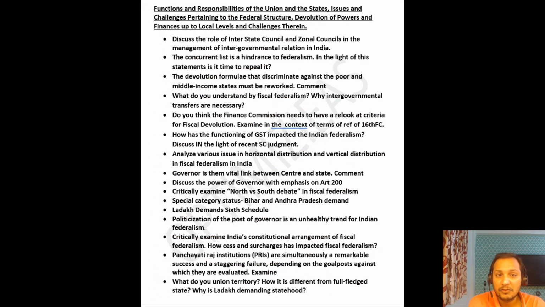Next, in functions and responsibilities of the Union and states and issues of federalism and local government, there can be a question on the 15th and 16th Finance Commission terms of reference. Recently there has been a lot of controversy regarding fiscal federalism. What are the horizontal imbalance and the vertical imbalance in fiscal federalism? What is the formula used by the Finance Commission for devolving funds? Why are southern states protesting against the terms of reference of the 16th Finance Commission? What is this north and south debate in fiscal federalism? These are all very, very important questions.